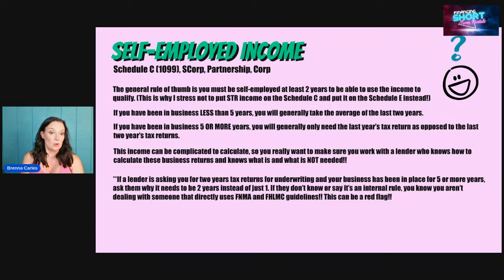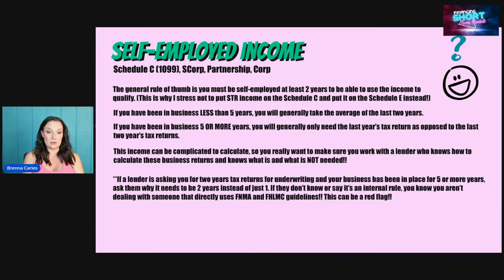So the lender or myself will be like, hey, can you upload your 2 most recent tax returns to your loan portal? If you have been in business 5 or more years, you will generally only need the last year's tax return as opposed to the last 2 years' tax returns. This income can be pretty complicated to calculate, so you really want to make sure you work with a lender who knows how to calculate these business returns and knows what is and what is not needed.